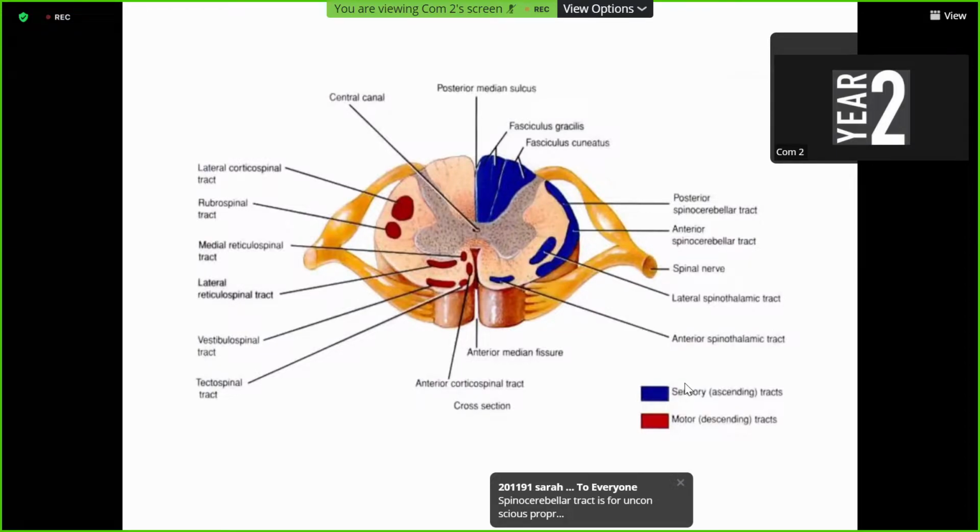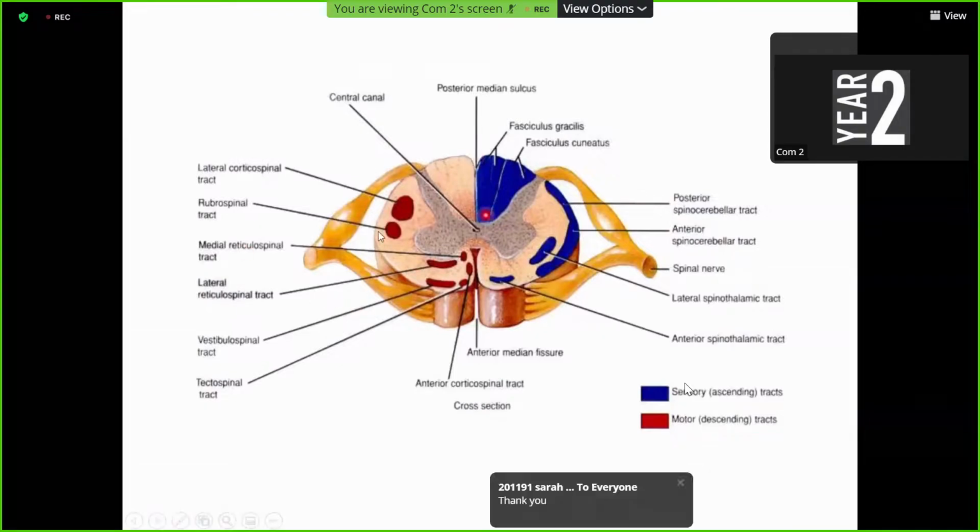So the major ones which you need to understand in terms of their detailed pathways in the sensory tracts are the posterior column. Then you have the anterolateral tracts, which are the anterior spinothalamic and lateral spinothalamic, and the spinocerebellar tracts, which go to the cerebellum and are responsible for unconscious proprioception.